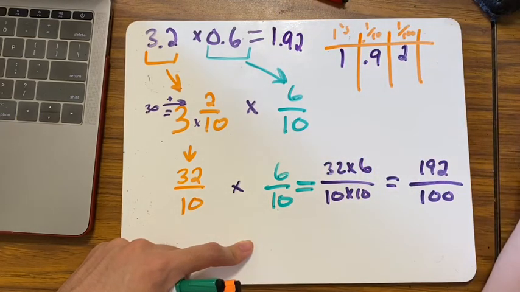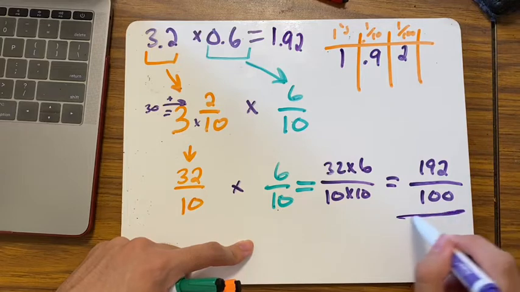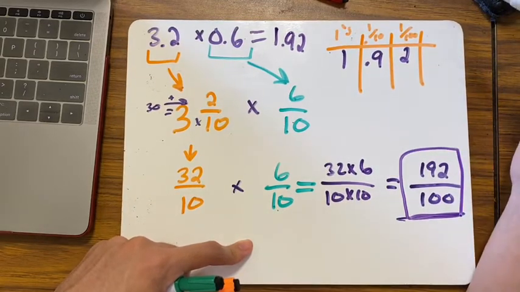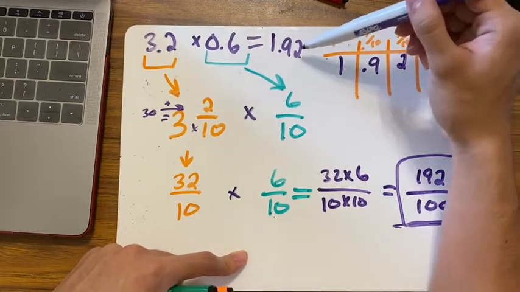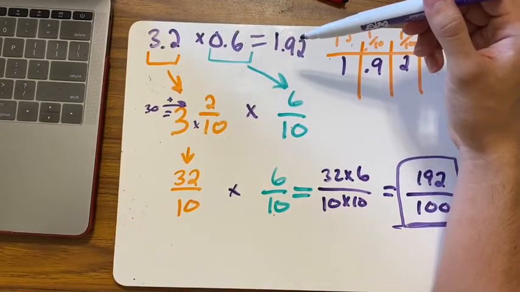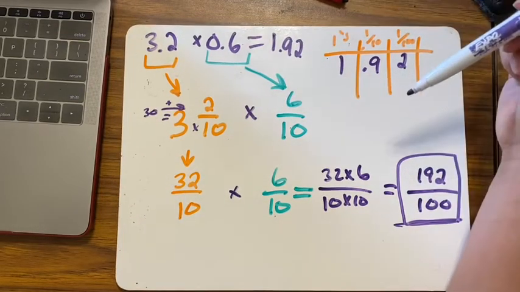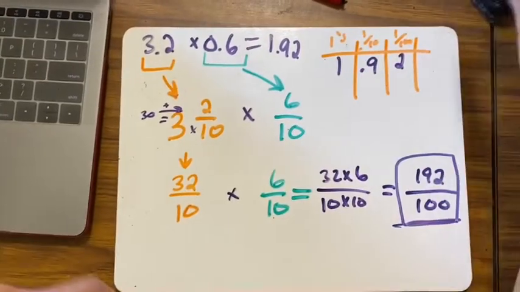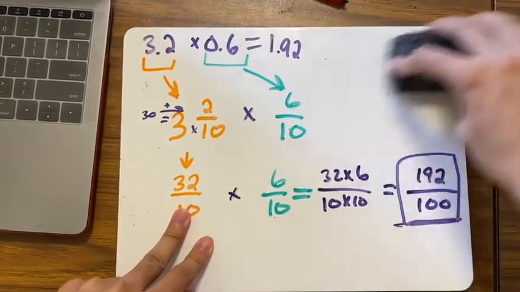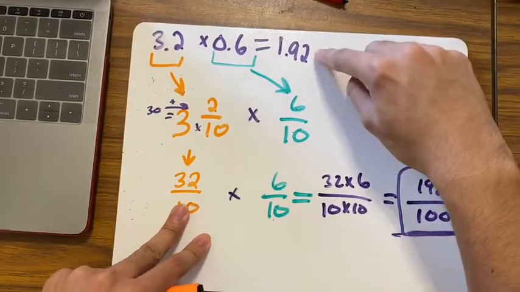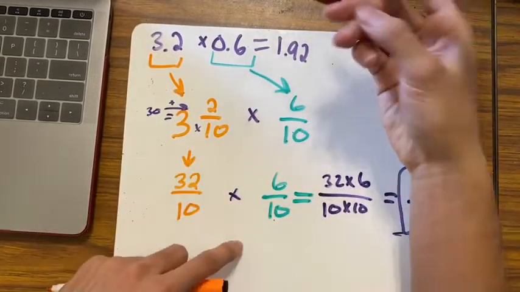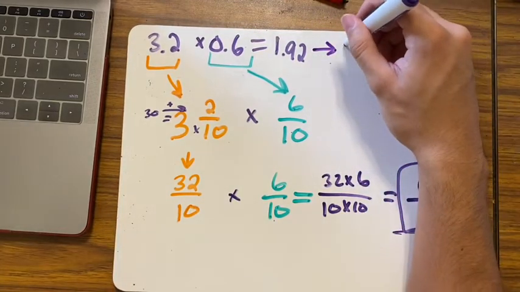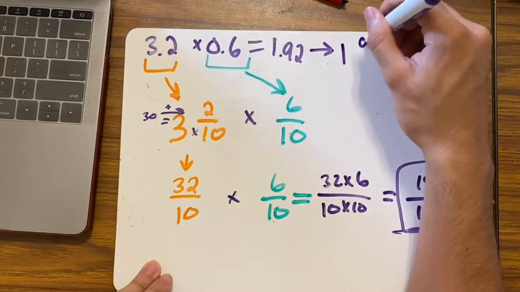Okay, and that's it. You could leave it as that, but it really just depends on whatever your directions are asking you to leave it as. If they want you to leave your answer as a decimal, then switch it to a decimal. And if they want you to leave your answer as a fraction, then leave it as a fraction. But here's another cool trick, right? If I wanted to switch this into a mixed number fraction, I have one whole and then 92 hundredths, right?